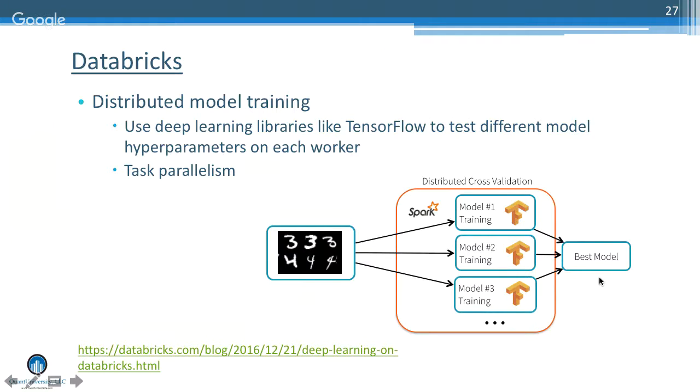Okay, so you could set up your grid of potential experiments you want to do, and then you can use Spark to run each experiment independently. So here you're doing task parallelism. Rather than doing one operation, you're running multiple operations on multiple nodes.